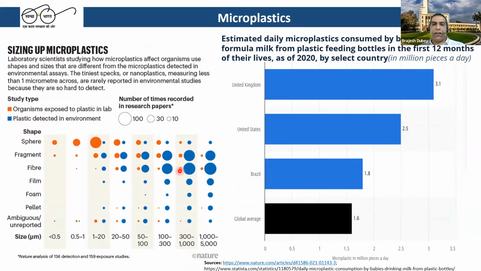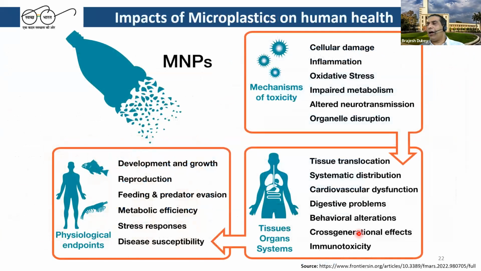If you look at that, we are finding fiber, film plastic, foam plastic, pallets, and some unreported, different types and sizes. So, estimated daily, we talked about the babies drinking formula milk from the plastic feeding bottle in the first 12 months. They are consuming almost 3.1 million pieces a day in the UK, and the global average is 1.6. So that many microplastic pieces are getting exposed to the small babies. So why should we worry about them?